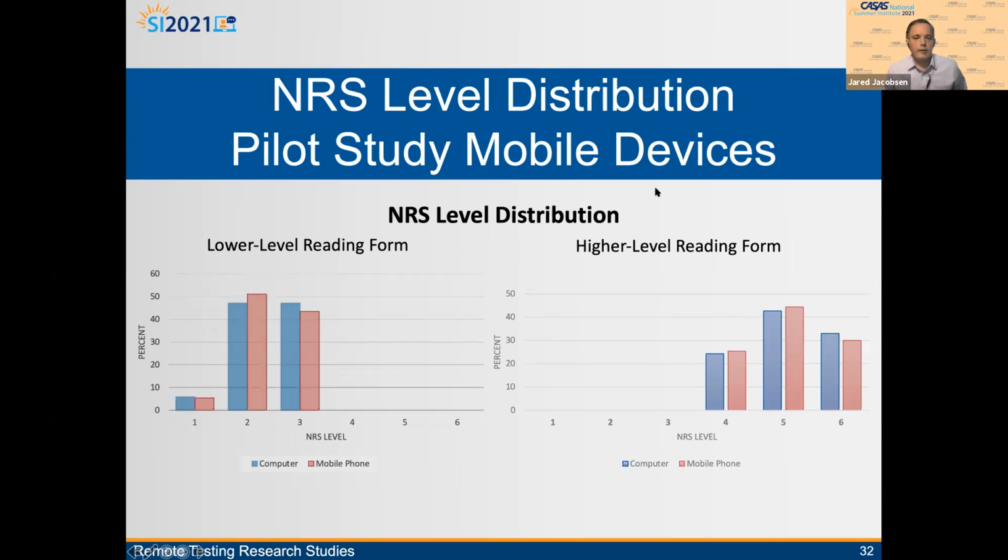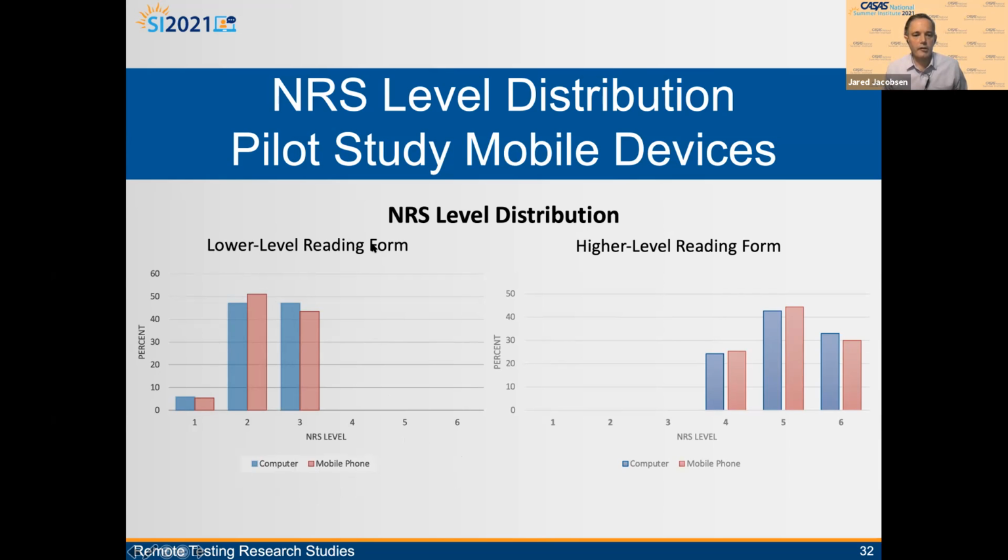The NRS level distribution, looking at performance once again, like we did with the remote testing study, except here for the mobile devices. Once again, like I've mentioned several times, this is preliminary. We don't want to take any final conclusions from this. These studies are new. There's still a lot of work to be done, but we don't see any major red flags in terms of performance on the computer compared to mobile phone when we look at this overall NRS distribution, or the distribution of examinees categorized into NRS levels.